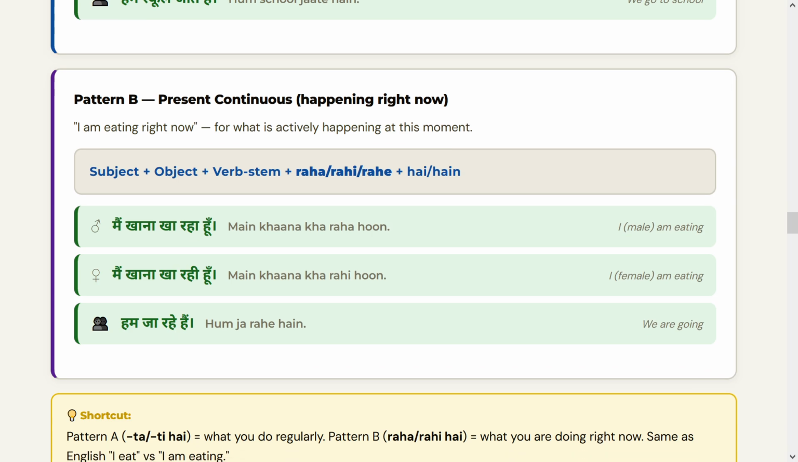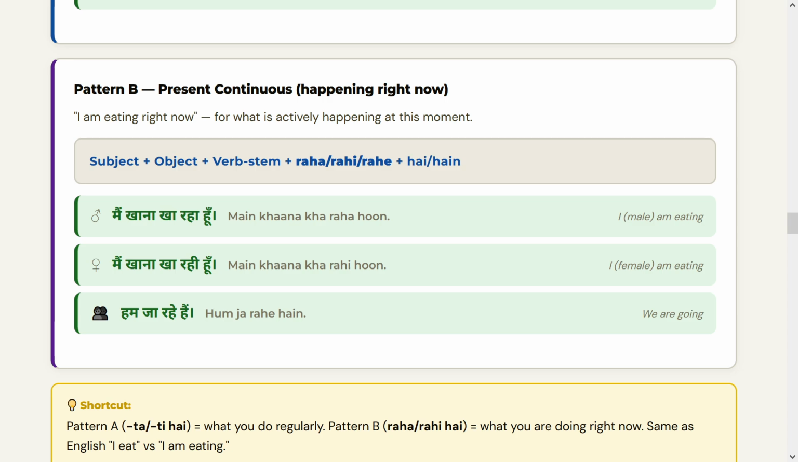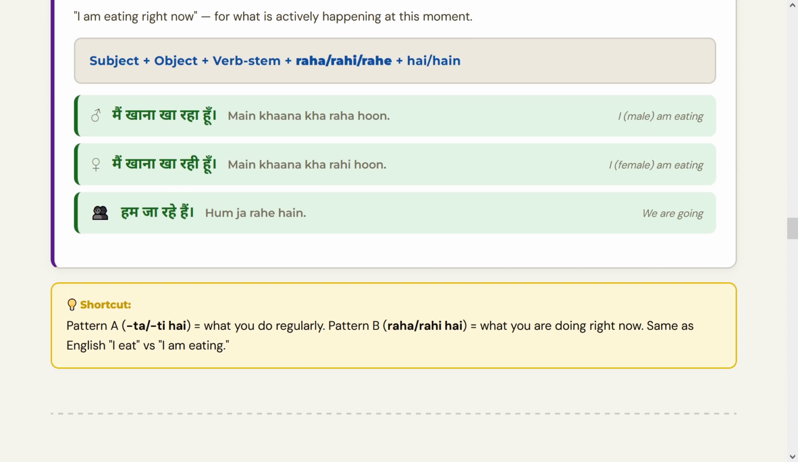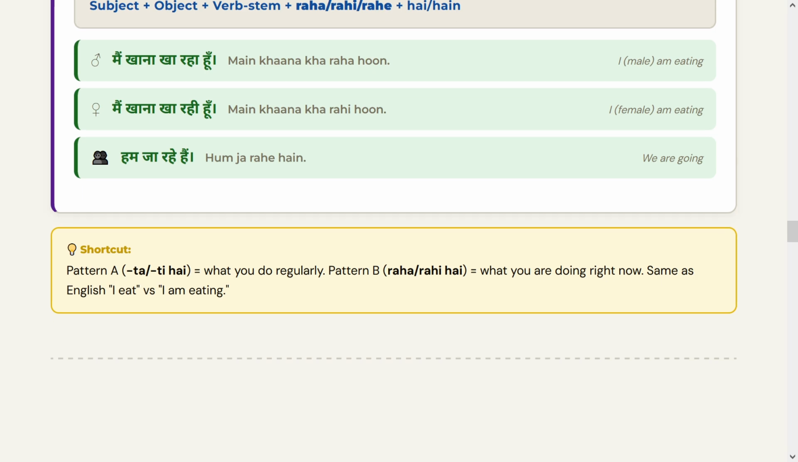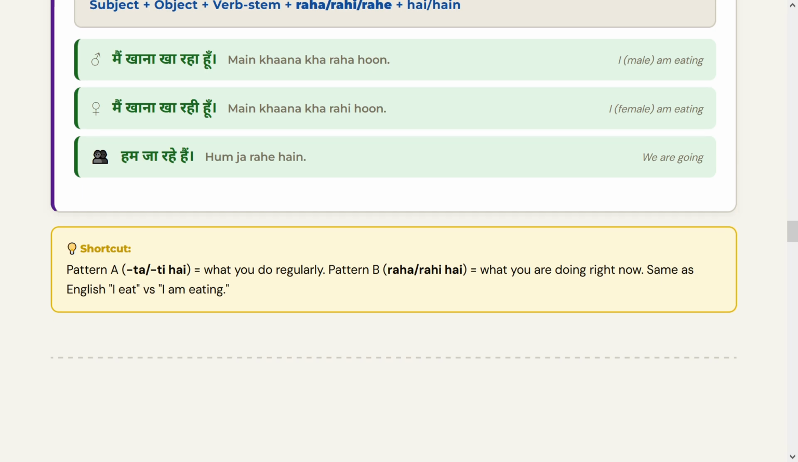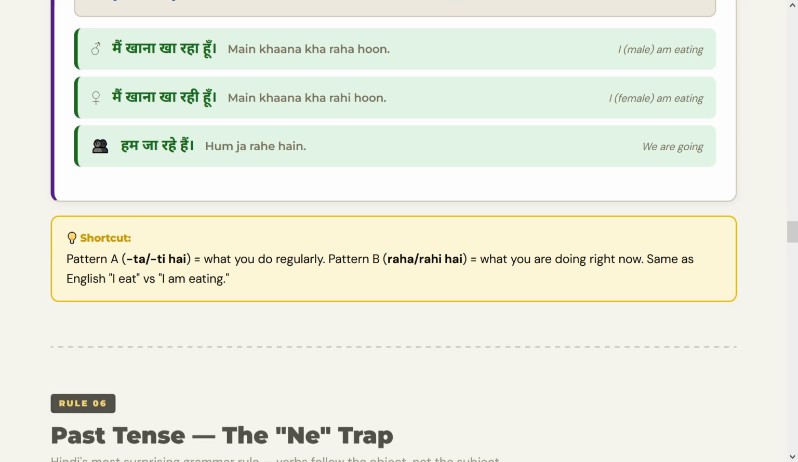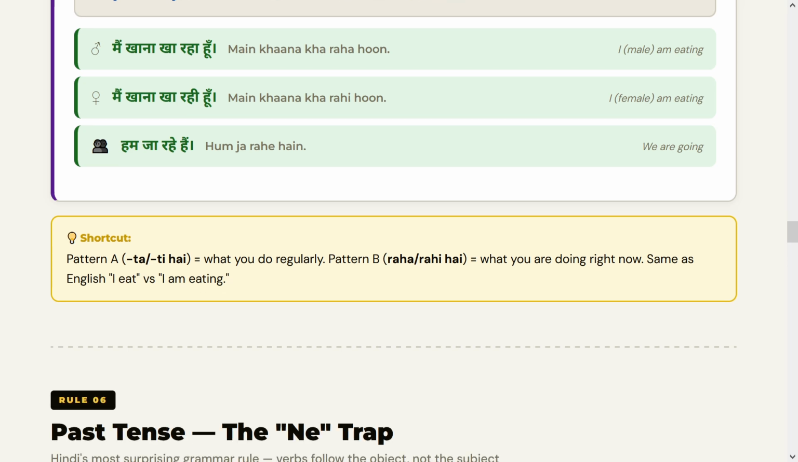Female, मैं खाना खा रही हूँ. Plural, हम जा रहे हैं. We are going. The shortcut to remember which pattern to use: ta, ti, te, what you do. Habit, routine, general truth. Raha, rahi, rahe, what are you doing right now at this moment? Present continuous tense. Same distinction as English: I eat versus I am eating.